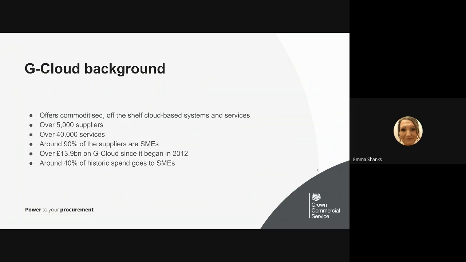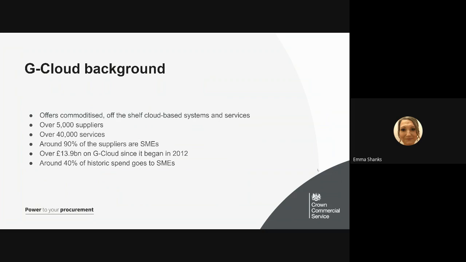So just a little bit of background. What is G-Cloud all about? It's for off-the-shelf cloud-based services. It must be cloud-based. That's the crux of it all. A lot of it is pay-as-you-go. Now, currently, we have over 5,000 suppliers and over 40,000 services.